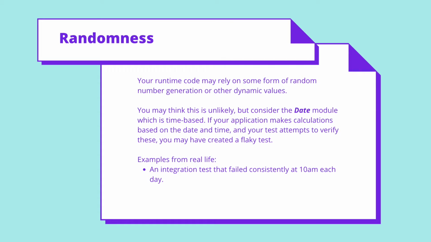The next cause of flaky tests is randomness or entropy. For example, a random number generator that across test runs produces different results. You may think this is unlikely, but consider the date module in JavaScript, which is time-based. If your application makes calculations based on the date and time, which is incredibly common, and your test attempts to verify these, you may have accidentally created a test which is flaky.